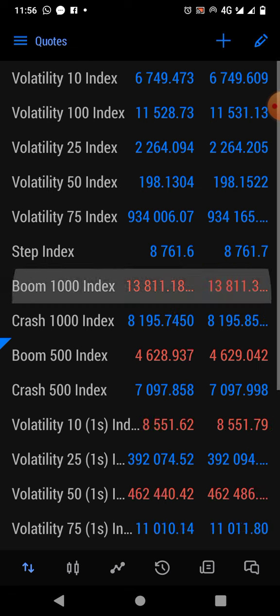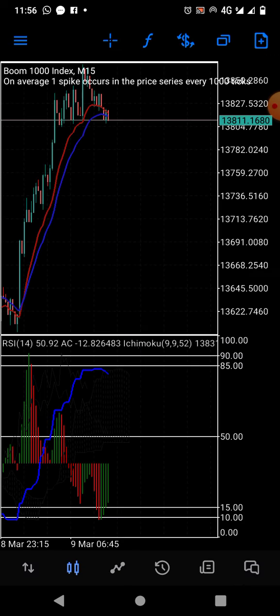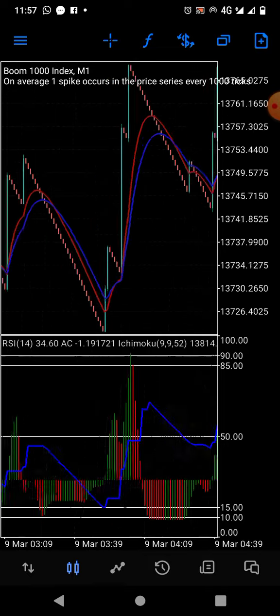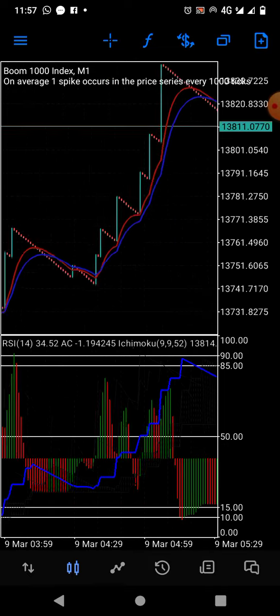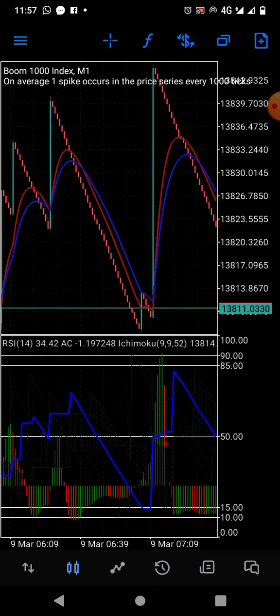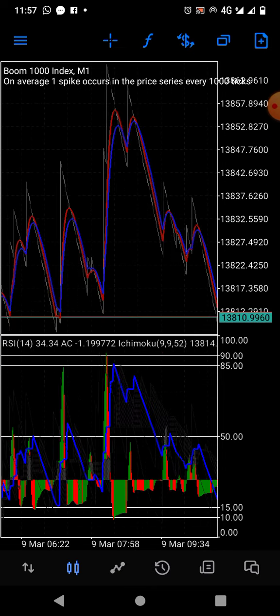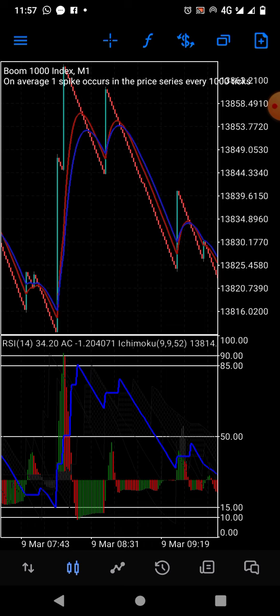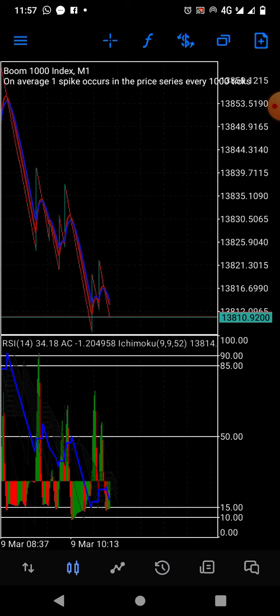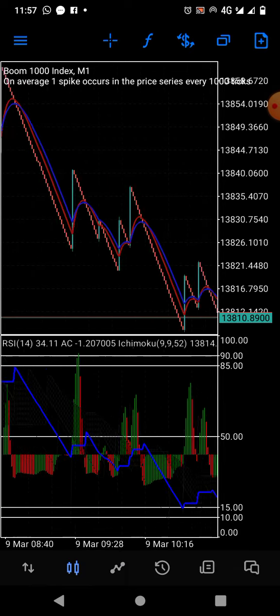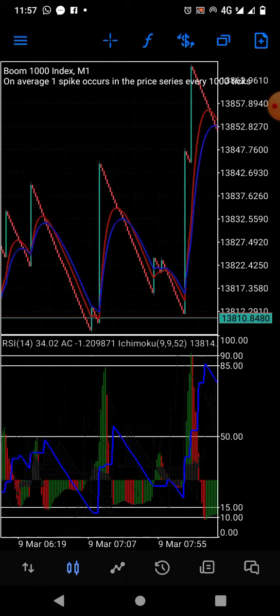So let's look at other examples. Let's check Boom 1000. On Boom 1000, we are looking at catching spikes and also trading against the spike, guys. For this particular strategy, like I mentioned earlier, we are going to be using the second zoom level. We have the zoom out completely. So now we're going to use the second zoom level.